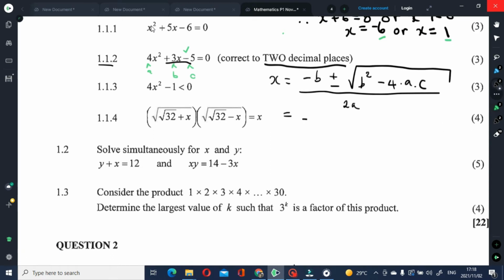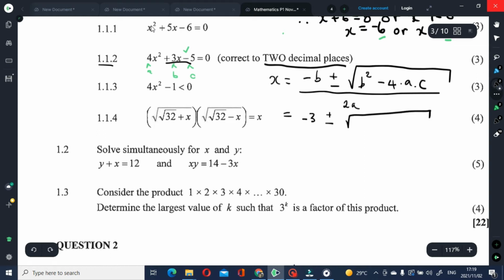Just always remember that the standard form is ax squared plus bx plus c. So all that you do now is you back substitute. So b is 3 squared, 4 times a, in this case, is 4 times minus 5. Always put them in brackets. 2 times a, which is 4. Very simple, very straightforward.